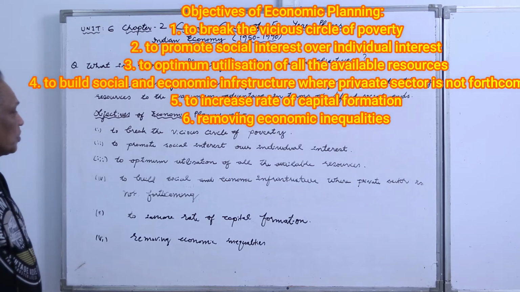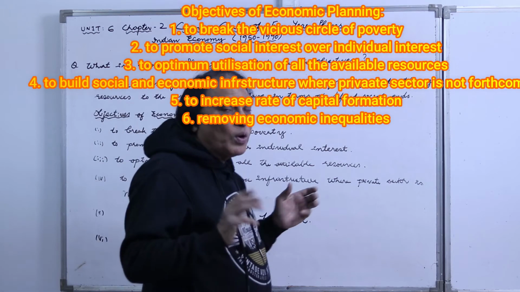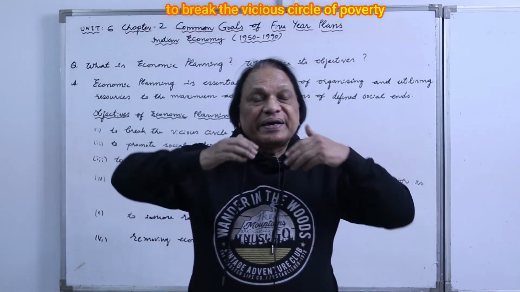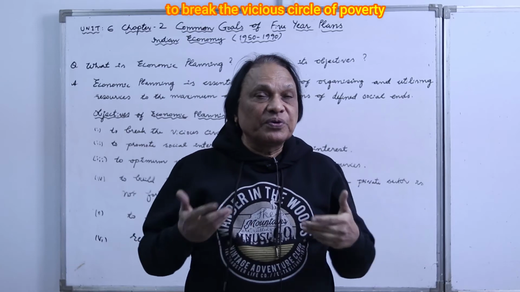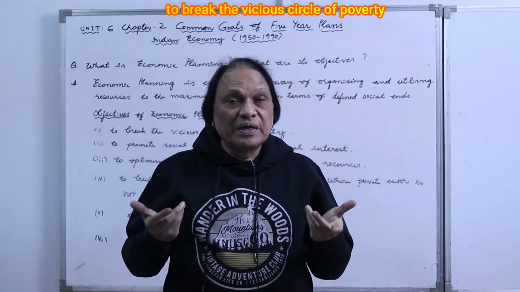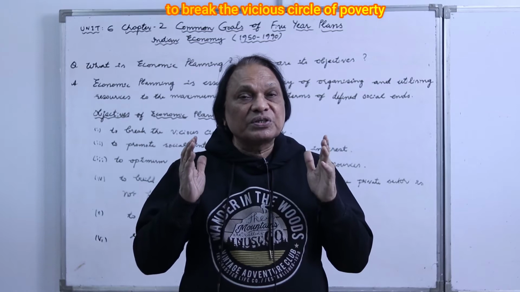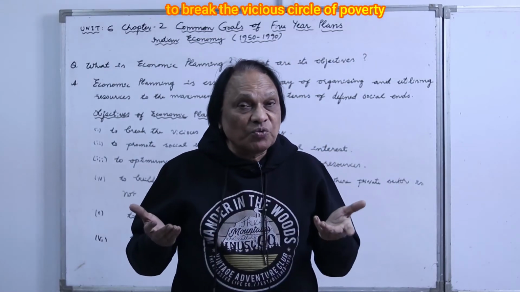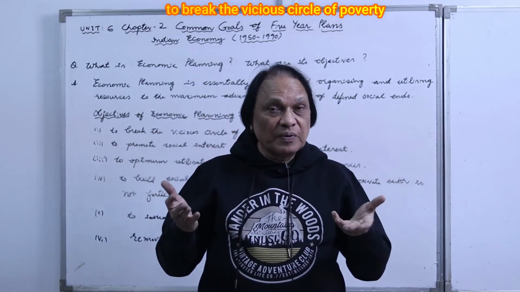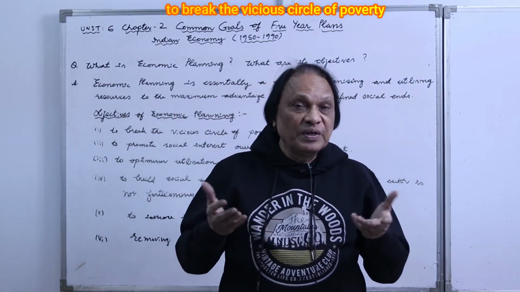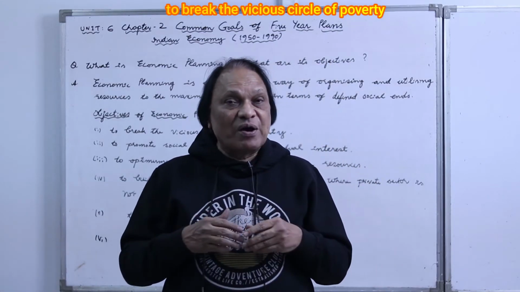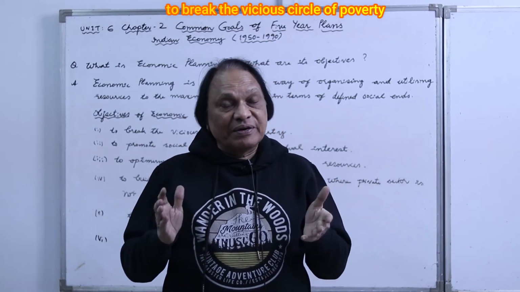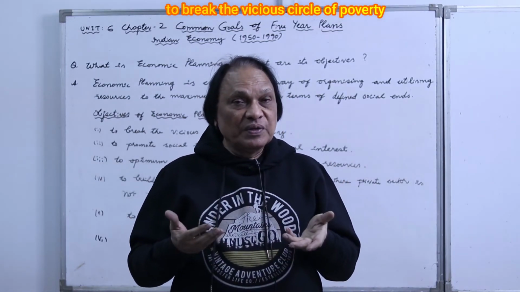The first objective is to break the vicious circle of poverty. What exactly is a vicious circle of poverty? India is poor. Why is it poor? We call it vicious circle of poverty. In India, the production was low. Why was the production low? Because the demand was low. Why was the demand low? Because people didn't have a high standard of living. The standard of living was low. Why was the standard of living low? Because the income was low.